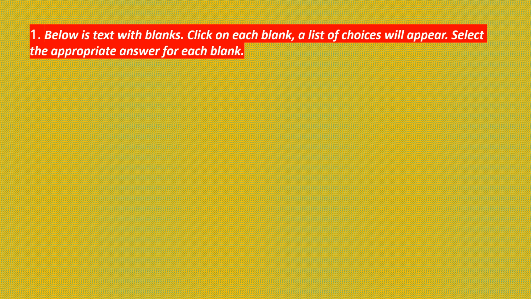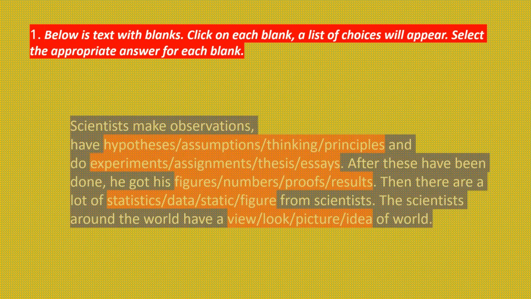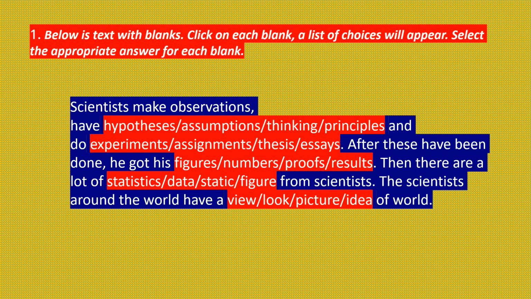All right, so let's do some practice. So the first question now here, you can see below is text with blanks. Click on each blank, a list of choices will appear. Select the appropriate answer for each blank. So friends, in the drop-down menu, every blank has 4 different options. So I give you a minute's time, and please take a look at the questions and the options and try and pick up the right answer.